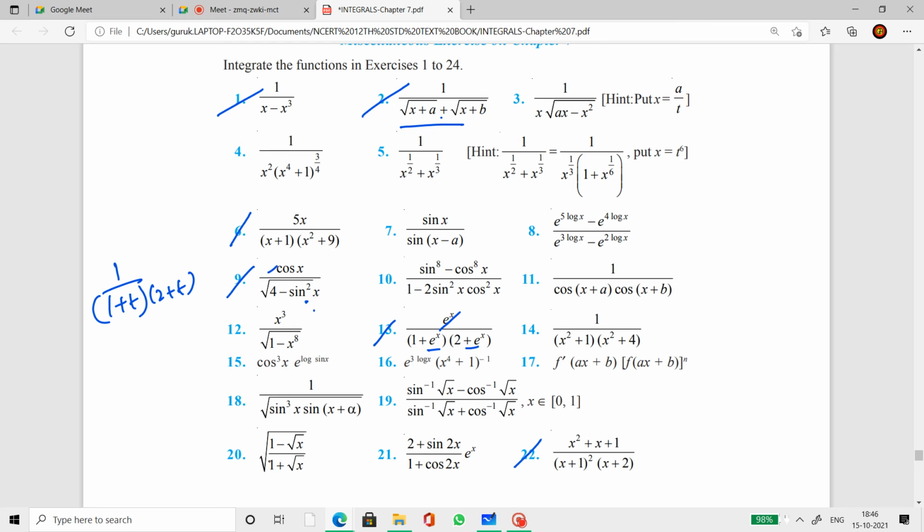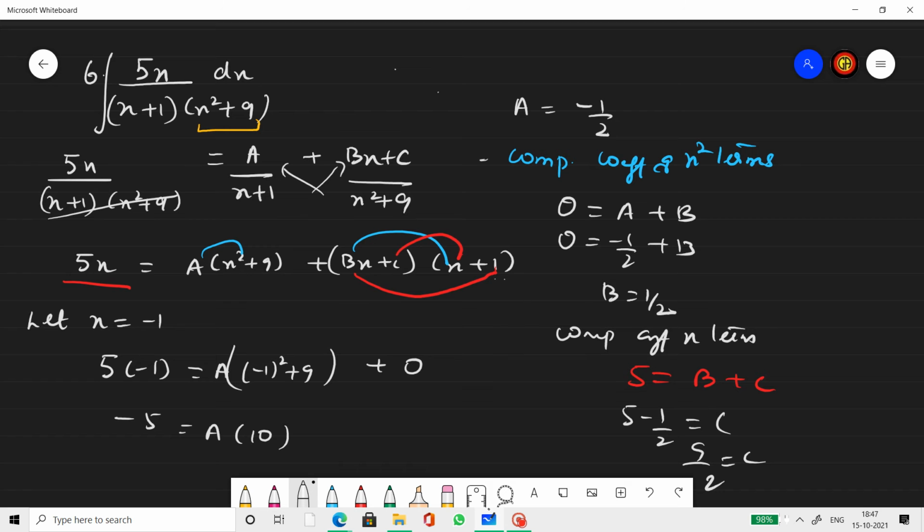Next is question number 9, which is also using partial fractions. So I'm first picking up questions which are partial fractions and substitution models. So 6 is one of that kind. 5x by (x plus 1) into (x square plus 9). Just partialize it by splitting the term. So we get A by x plus 1, Bx plus C by x square plus 9. Normal LCM.